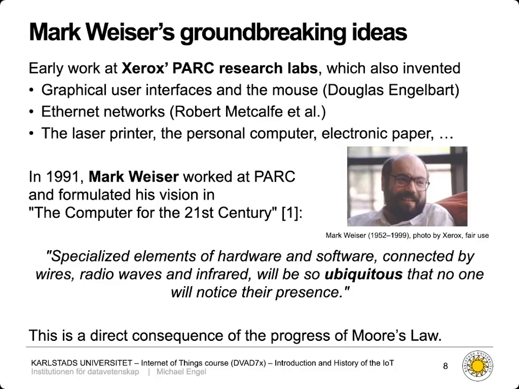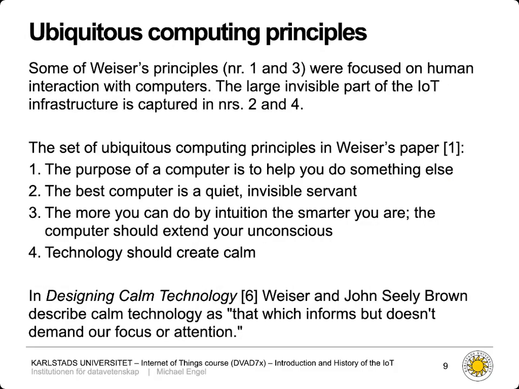And this development is a direct consequence of the progress of Moore's law and Dennard scaling, and Mark Weiser was so innovative to actually foresee this development with technologies that were only available in the early 1990s. So he started to define some principles for ubiquitous computing, and some of those, like number one and three, we're going to discuss, were focused on the human interaction with computers, and the large invisible part of what we now call the IoT infrastructure is better captured in numbers two and four.